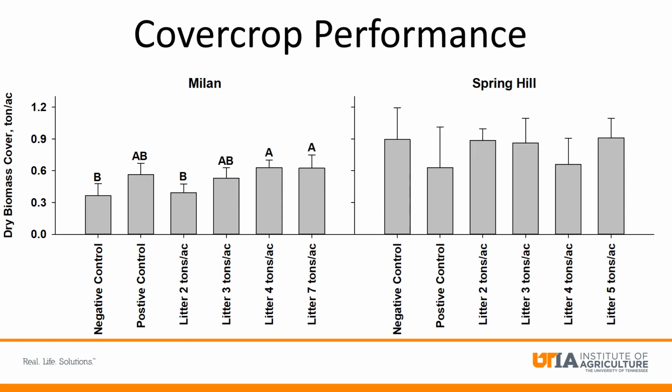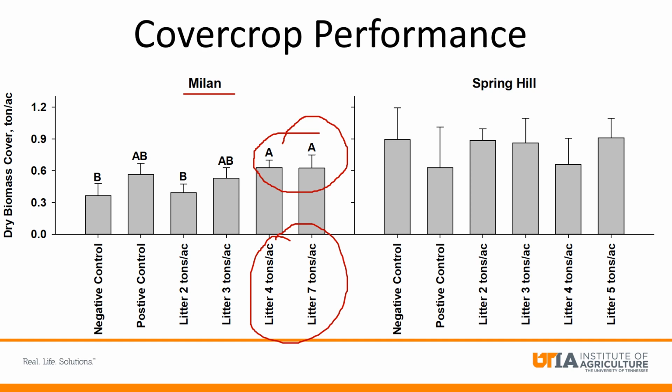Another benefit that we thought might be possible for litter applications is an improvement in cover crop performance. We did see some indication that that might actually occur at Milan. These are cover crop data for the spring of 2020. Cover crops that were established at the end of the corn growing season for 2019, and we can see that apparently we may have some release of nitrogen for these higher application rates of litter and a small improvement in dry biomass cover for the wheat that we did establish on these plots as a cover plot.